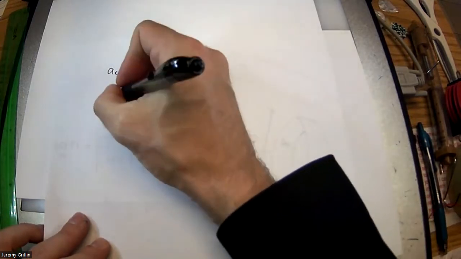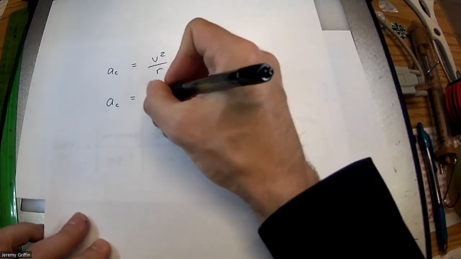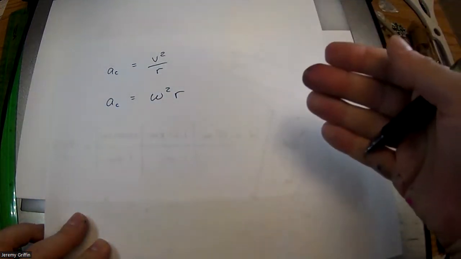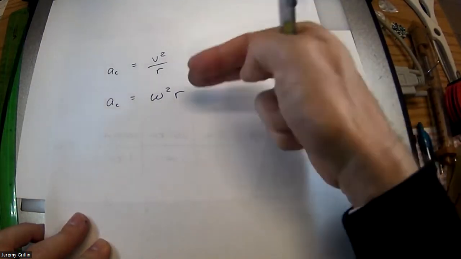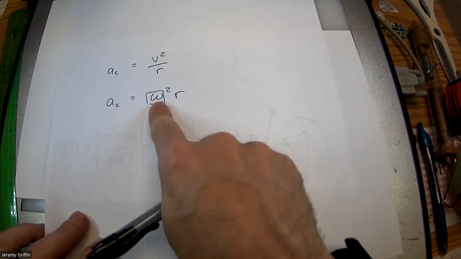A centripetal acceleration, you could say, is v squared over r, but there's an easier version to use for O'Neill cylinders, which is what? Not v squared over r, but omega squared times r. Of course, they lead to the same answer. Just this way is a few extra steps. This way is a lot faster to solve.